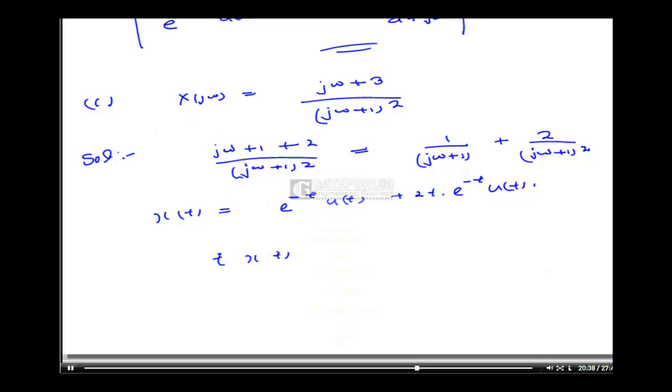t x of t will give me minus j d by d omega of X of j omega. Differentiation in the frequency domain corresponds to multiplication by time t in the time domain.